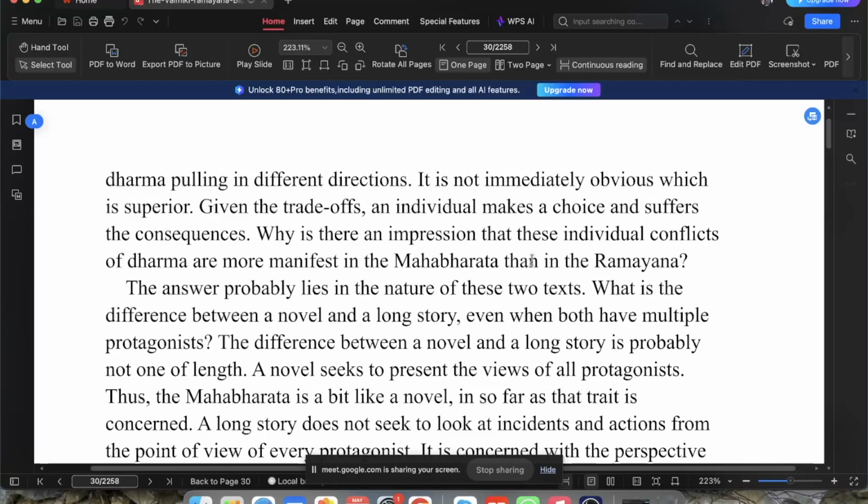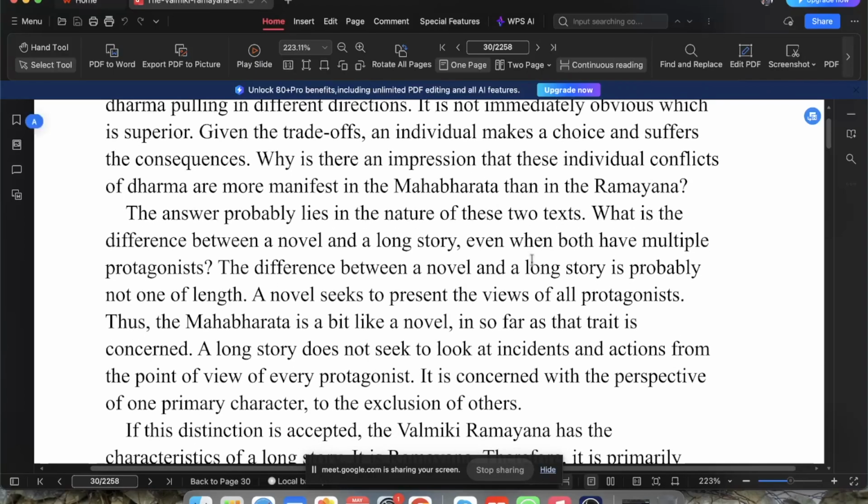Right? Why is there an impression that these individual conflicts of dharma are more manifest in the Mahabharata than in the Ramayana? Right? The answer probably lies in the nature of these two texts. What is the difference between a novel and a long story, even when both have multiple protagonists? Right? Protagonists are heroes or good people, right? And the opposite is antagonists. Antagonists are the villains. Right?